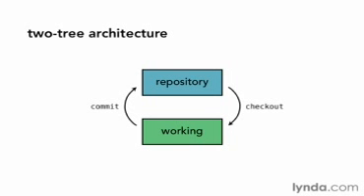Now, if the repository is a shared repository and there are many people working from it, they may commit their changes to the repository. And if I haven't checked out a copy recently to get those changes, then my working copy doesn't have their changes. So once again, the repository and the working trees will not have the same information in them. So that's a typical two-tree architecture.